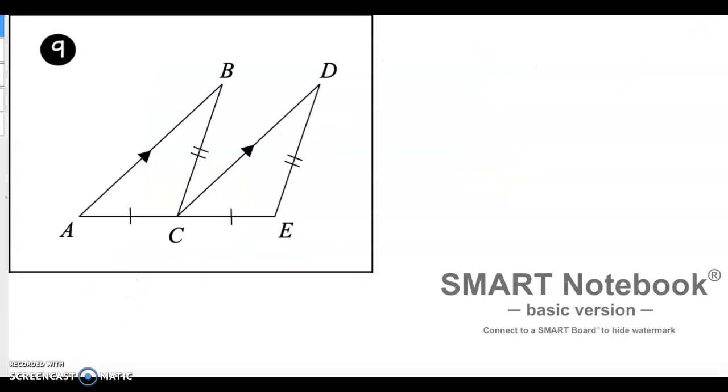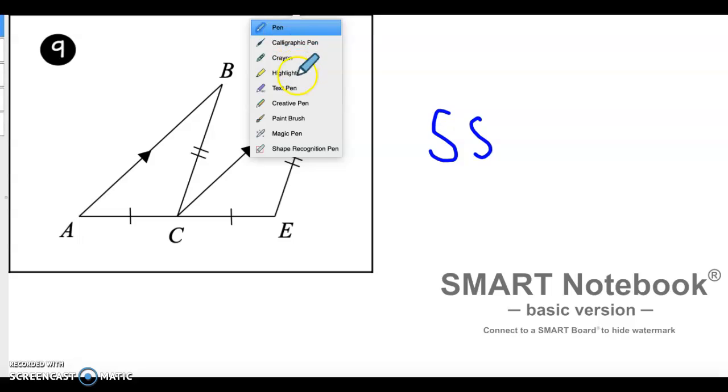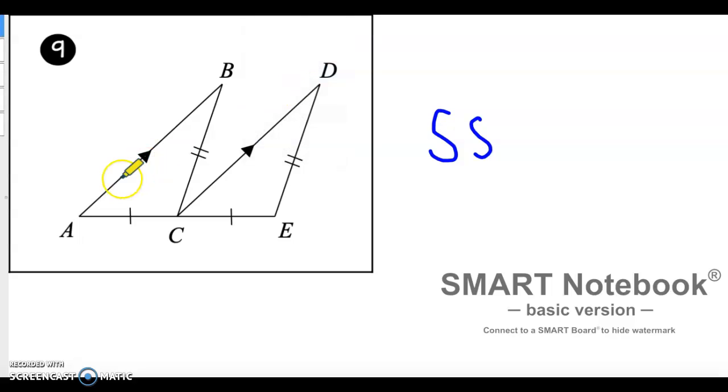For number 9, here we know that AC is congruent to CE, so we have a side. Then we know that BC is congruent to DE. Then we have another side. Then we have our triangle here. Let's look at side AB and side CD. I've highlighted them both in yellow.